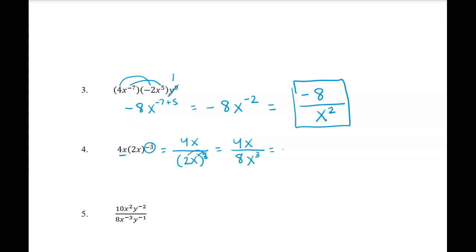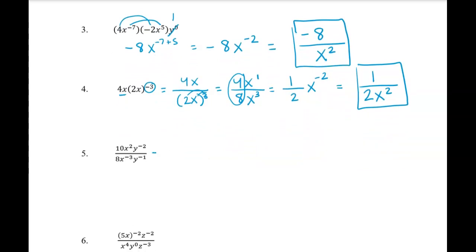Getting closer. We still have a fraction. 4 over 8 simplifies to 1/2. And technically this is like x to the first power. 1 minus 3 is negative 2. So we have 1/2 x to the negative 2nd power. And so then what we'll do to keep it positive exponents, 1 over, and we'll stick the x squared on the bottom and make the power positive. So 1 over 2x squared.